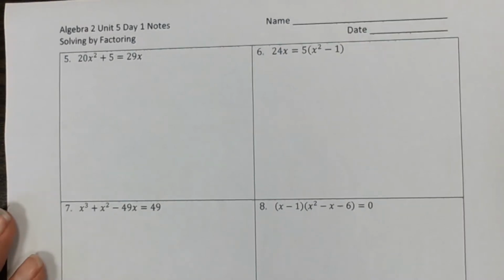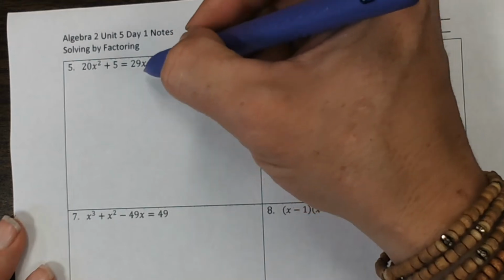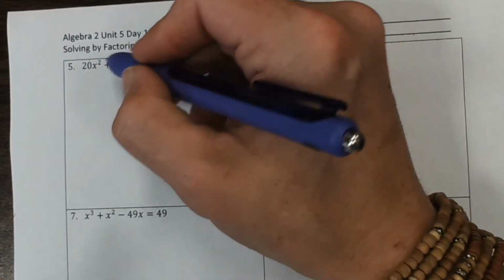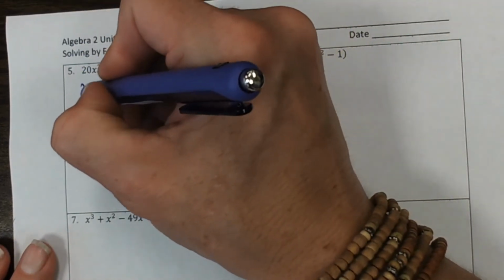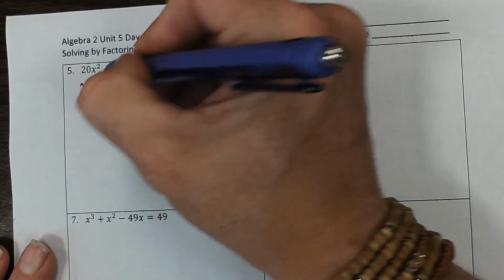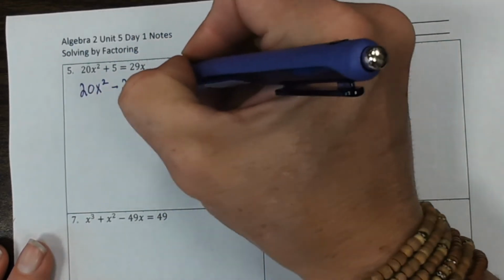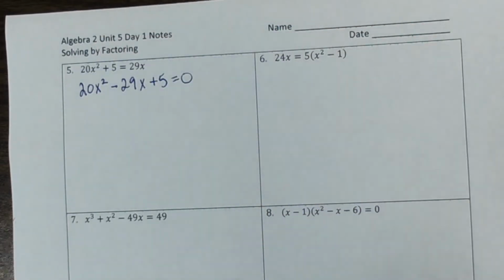Now let's look at a couple more examples. So we notice again that not all of our numbers are on one side with our quadratic equals 0. So we're going to subtract that 29 to bring it over. And remember, I want to put it in standard form, so I'm going to move that x term to the middle. So minus 29x plus 5 is equal to 0, because we want it in standard form in order for us to factor.